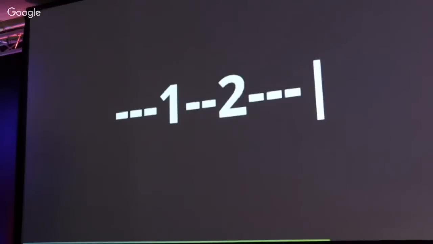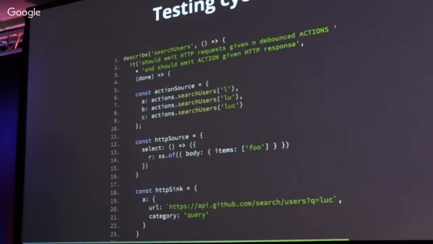Every character represents some moment, for example, 20 milliseconds. And then we can say, okay, if it's 20 milliseconds, after 60 milliseconds the value 1 gets emitted. After another 40 milliseconds, the value 2 gets emitted. And after 60 milliseconds, the stream stops. And how can we use this?